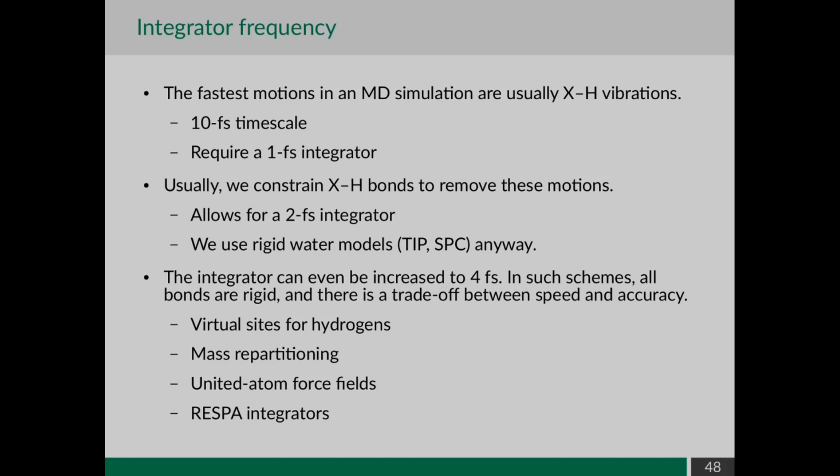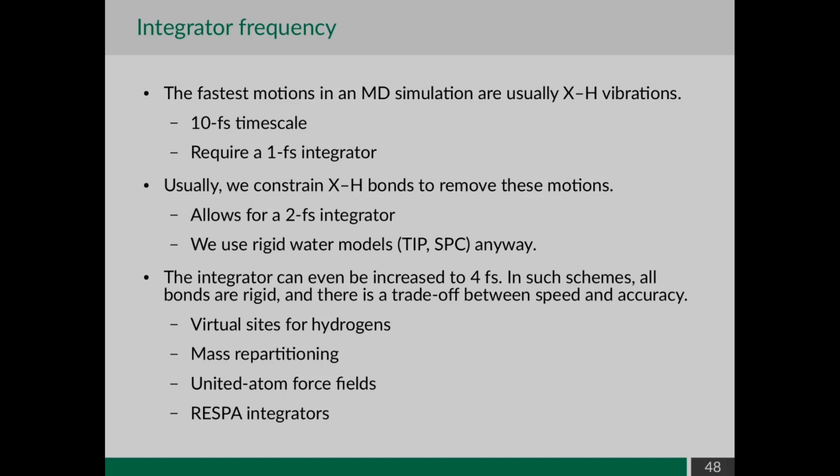The second minor topic I want to touch on is the integrator frequency. In MD simulations, usually the fastest motions are the vibrations between bonded heavy atoms and hydrogens. These bonds will vibrate at a, say, 10 femtosecond timescale, and so we require an integrator that's an order of magnitude tighter, about 1 femtosecond.